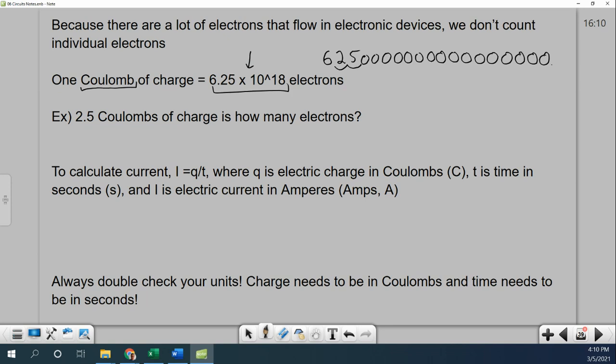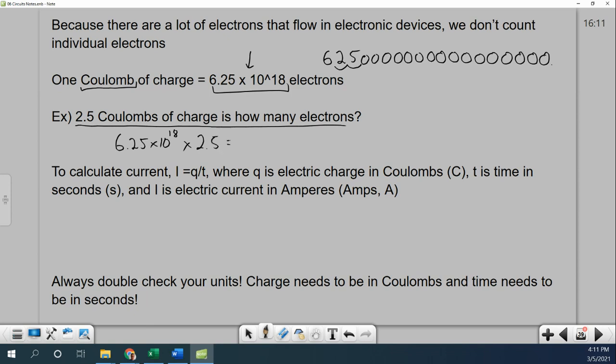Now, this should also give you an idea of how small electrons are, right? Like when I get a shock, it's pretty easy to move that many electrons. So 1 Coulomb of charge is 6.25 times 10 to the power 18 electrons. So if I told you, for example, we plug something in and 2.5 coulombs of charge move, how many electrons is that? Well, it's 1 coulomb's worth times 2.5.